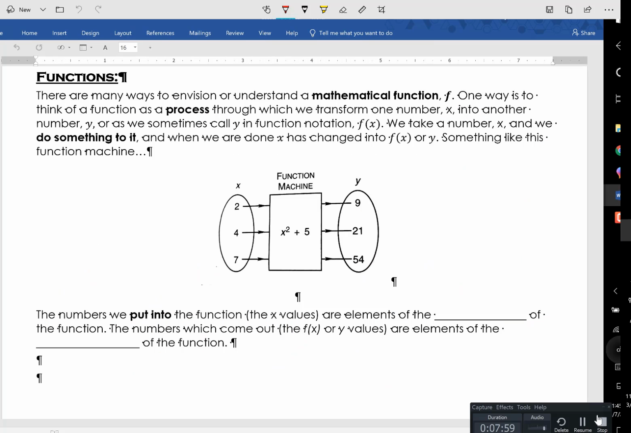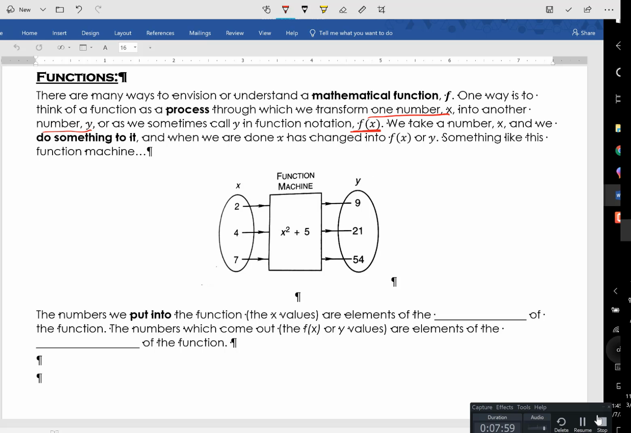Okay, so functions. It's a little bit hard to grasp this mathematical idea of a function because we talk about it in so many different ways, all right? It's a concept, it's an idea, and we can represent it in lots of different ways. So one way that we talk about a function is to talk about it as a process through which we transform one number, x, into another number that we call y. Or as we sometimes call y in function notation, f of x. All right, y and f of x are the same thing.